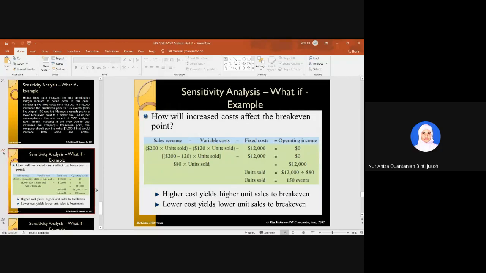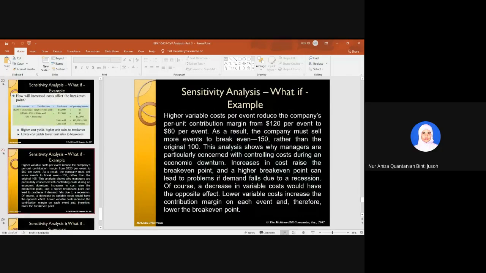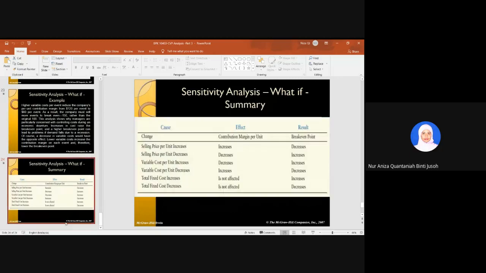So what you can conclude is that higher cost will yield higher unit sales to break even, and lower cost will yield lower unit sales to break even. It means that if you increase any cost, you will have to also increase the amount of sales, and if you lower it, then you will decrease the amount of units to be sold. So you have to read this situation. These are some examples of the situation that will occur if you change the cost structure.